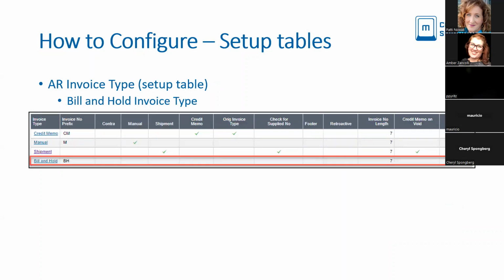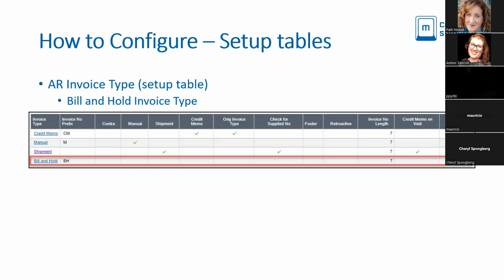After adding your invoice groupings, you'll need to configure an invoice type for Bill and Hold invoices in the AR invoice type setup table. This manages the print formats for your various invoice types. You'll add an invoice type for Bill and Hold, selecting the invoice number prefix you desire. We've selected BH here for Bill and Hold. Add your invoice length, and then most importantly, select that Bill and Hold flag.